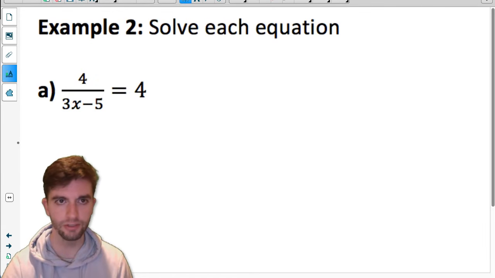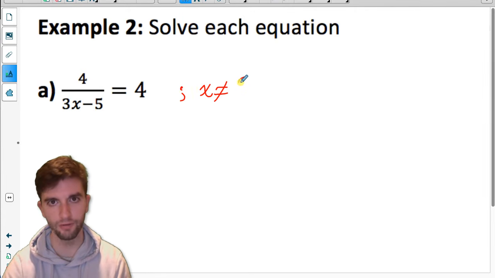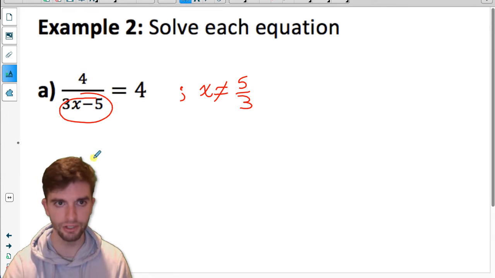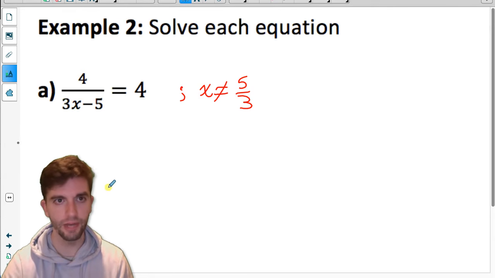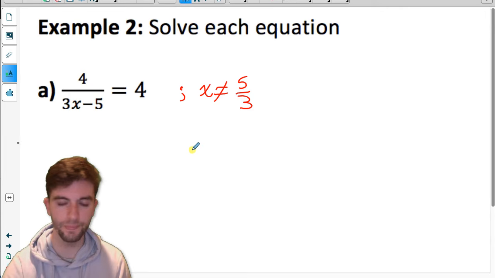Example 2, solve each equation. Part A is a nice easy equation to start. There's nothing that needs to be factored, we can find our restriction right away. Just look at the denominator and we'll see that x can't equal 5 over 3. 5 over 3 would make that become 0. And if the denominator is 0, that means that whole expression would be undefined. So x can't be 5 over 3. It's important to write that because it's then going to allow us to do some simplifying.